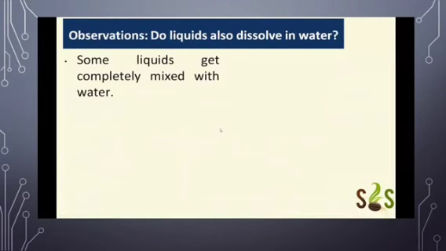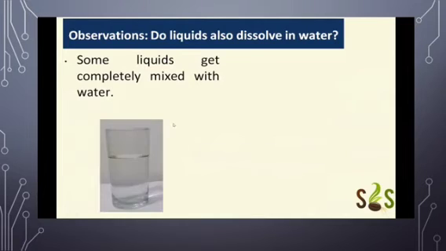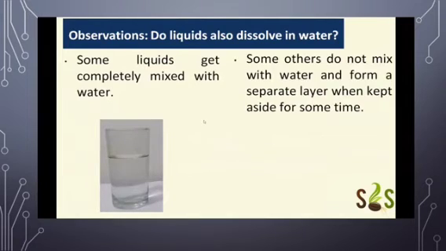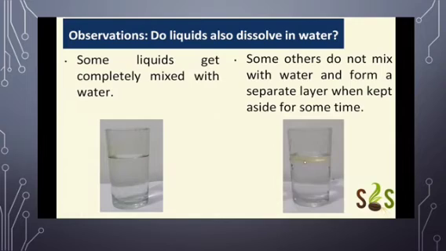Now, here we ask the question, do liquids also dissolve in water? And the answer is that some liquids get completely mixed with water, like vinegar, and some others do not mix with water and form a separate layer when kept aside for some time, for example, oil. So some liquids dissolve in water, that is, they are soluble in water, and some liquids are not soluble in water.